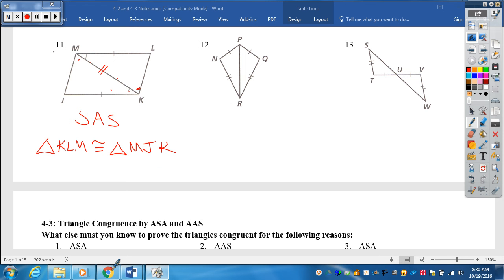Now I know some of you are picking up the congruency statement real quick and easy. I just want to make sure that those who are struggling are getting it. That's the key there.